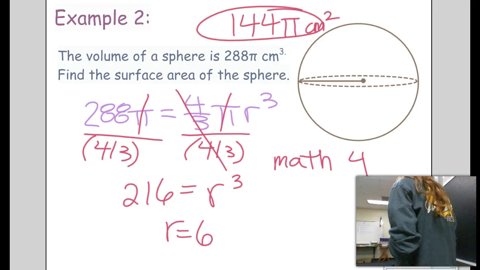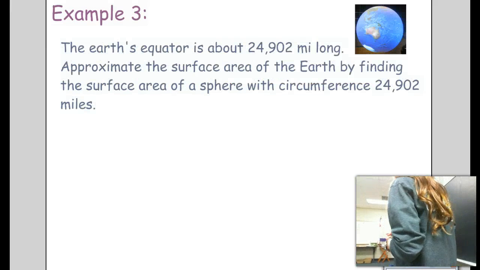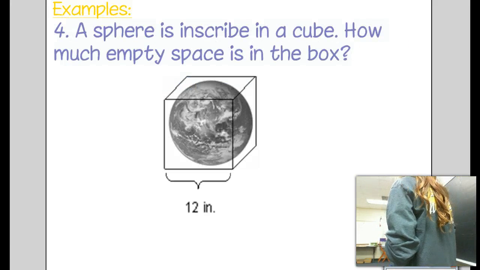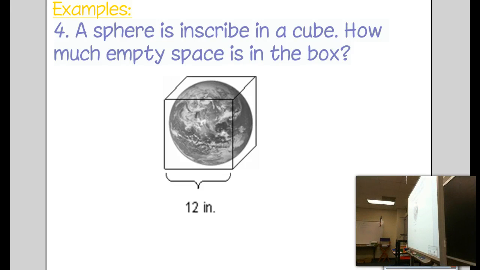Number 3, we're halfway done. Oh, let's skip number 3. So we're more than halfway done. Last one. A sphere is inscribed in a cube. That just means that the sphere is touching all the sides of the cube. How much empty space is in the cube?